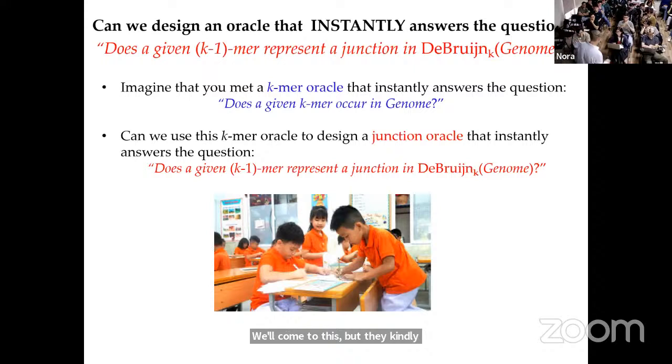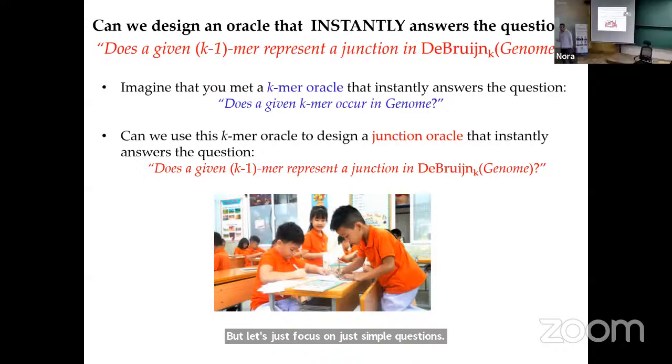So, let's first focus, you're correct. But let's first focus on just a simple question. Somebody immediately answers the question, does a given k-mer belong to the genome? Using this oracle, you need to design another oracle that immediately answers the question, does a given k minus one mer represent a junction?